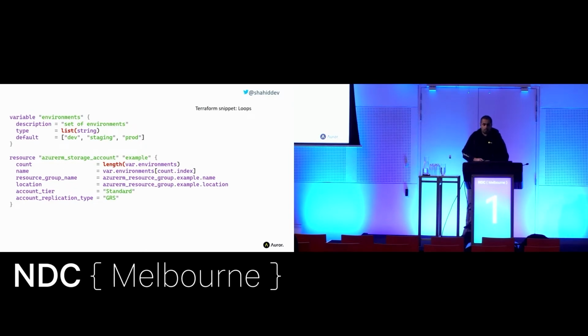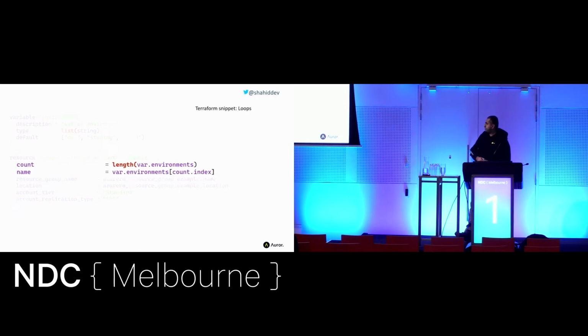This is Terraform's example of doing the loops. A bit better, so here we've just got an array, and we just use the length for the count, and we index into it. So slightly more understandable, but same issue, really.